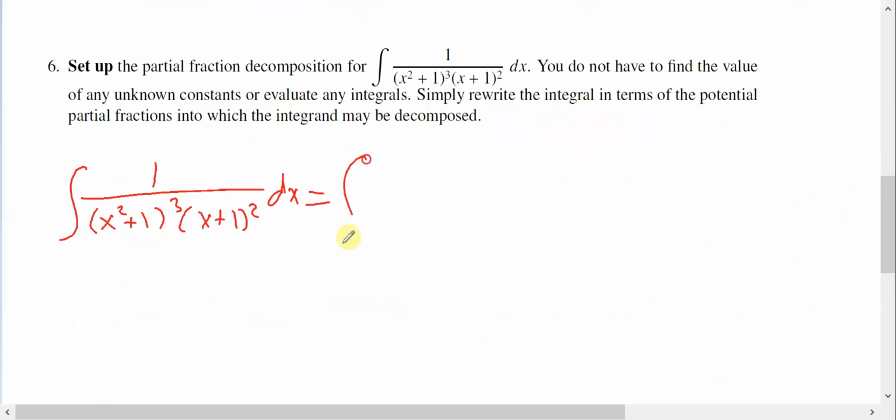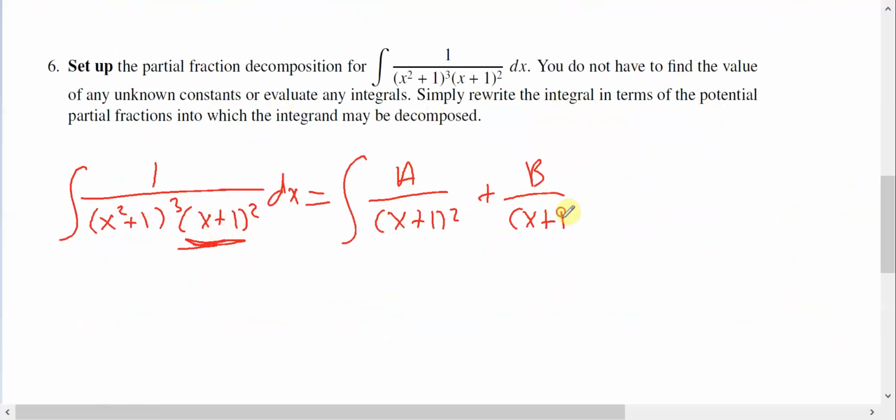Well, that means I could have, let's start with this one that's squared. That's a linear factor squared, so I could have something over its square, and I just keep going down, or something over it to the 1. I don't really have to put the parentheses in the 1. But the second one, it's cubed, so I have to account for all three of those.